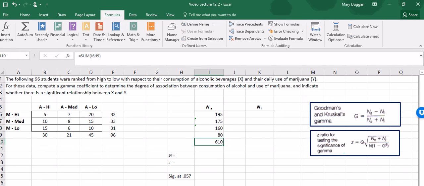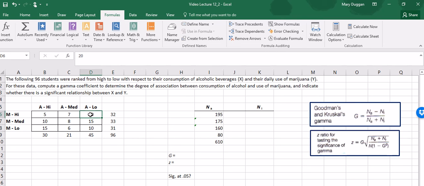And next we want to sum up our inversions. And inversions happen when a participant is higher on one measure but lower on the other. So for the last set of agreements, we started at the upper left. So this time we're going to start at the upper right, and we're going to start with this group that's the alcohol low group. So are there any groups that are higher on one measure but lower on the other than the alcohol low group?